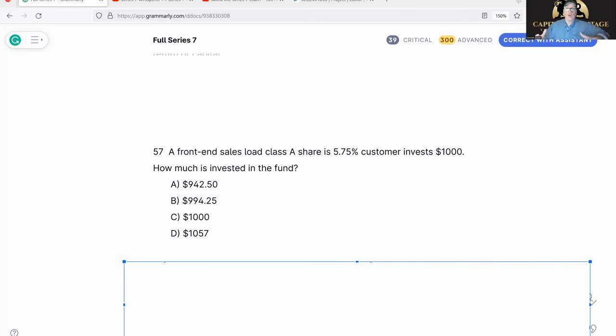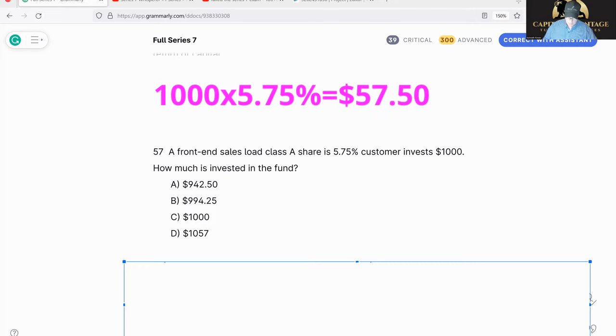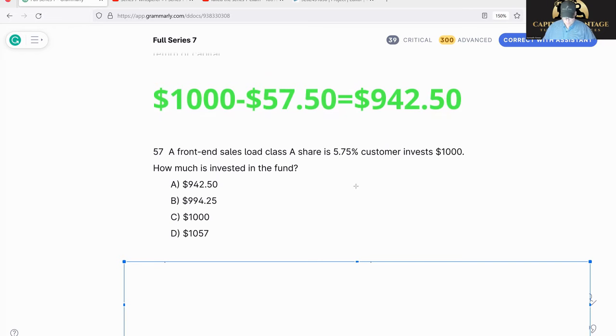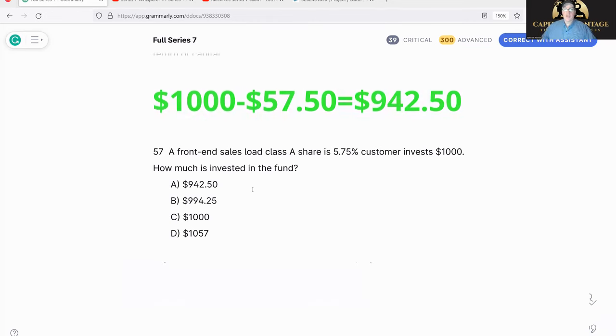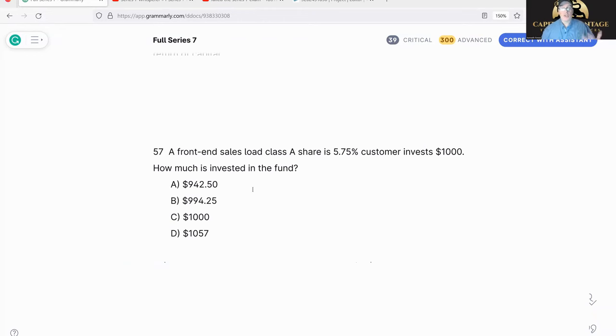So we have to do 5.75% of $1,000. Remember, the sales charge is from what you put in, the POP. So we're going to do 1,000 times 0.0575. That means it's $57.50. So we're going to pay a sales charge of $57.50. We're going to subtract that from 1,000. 1,000 minus 57.50 is $942.50. So just remember, the sales charge comes out of what you put in.